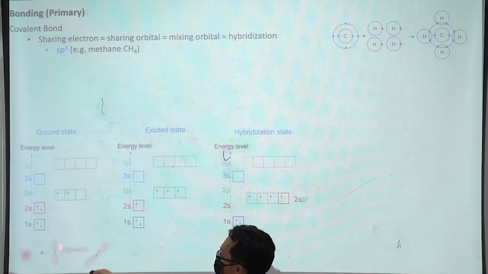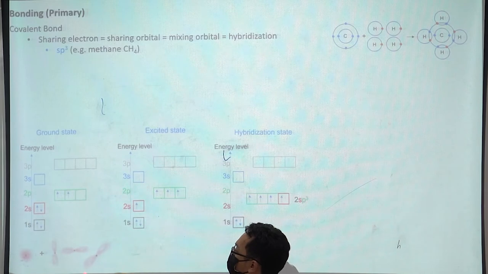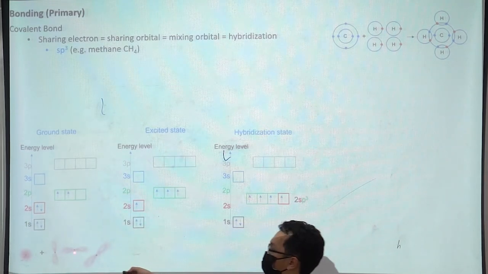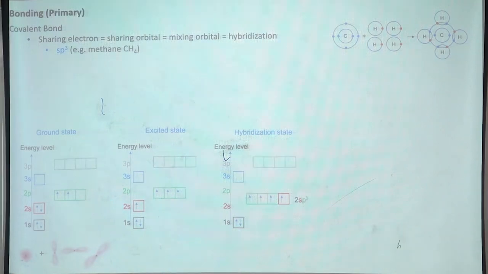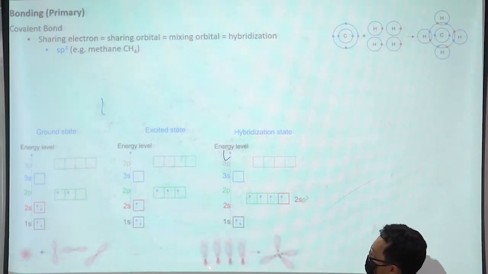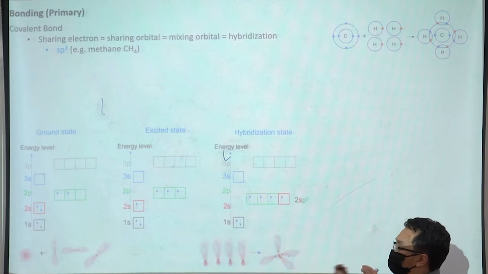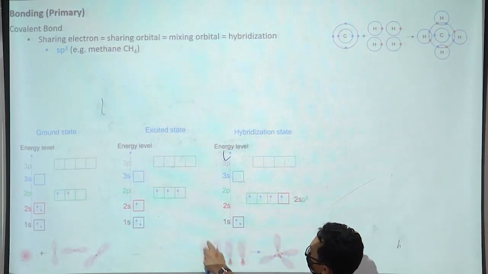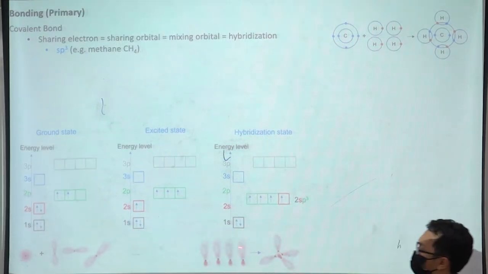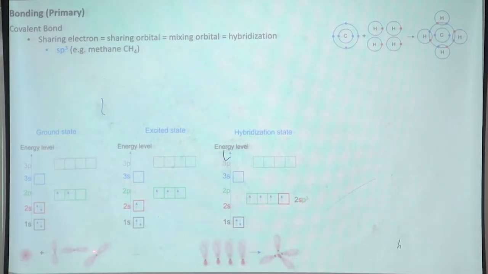And then 2p is like this. We know 2p, they have 1, 2, 3. They are px, py, pz. Okay, like a dumbbell. When you hybrid, what happened? It becomes like this. This combined with this. Okay, combine like that. So this is not normal. Normally, the p orbital is like this. So this is not normal. That's why they have their own energy level in between p and s.